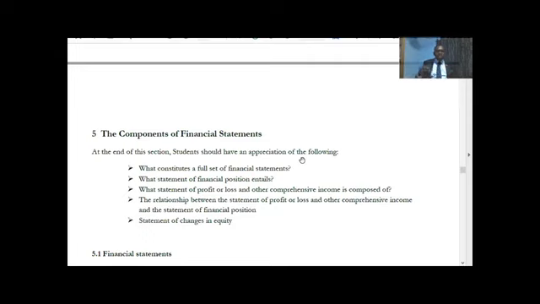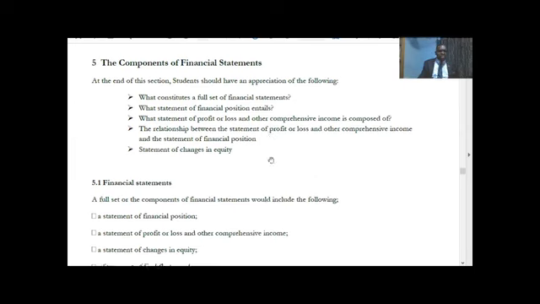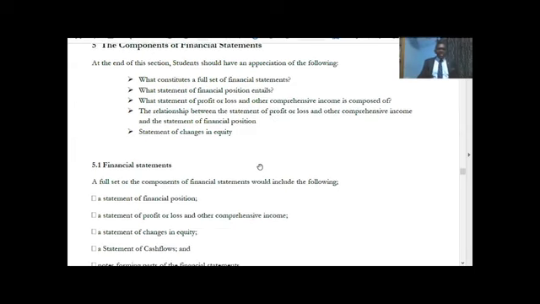4. The relationship between the statement of profit or loss and other comprehensive income and the statement of financial position. Is there any relationship between them? We get to know. Then the statement of changes in equity. Students should know what the statement of changes in equity is, or what the makeup is, or what items are considered as equity items. Good.